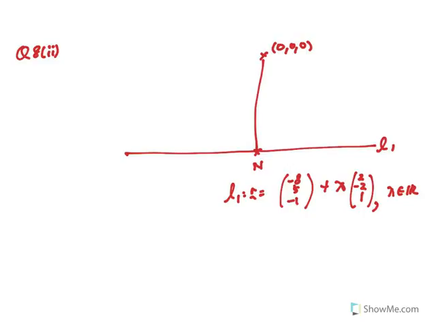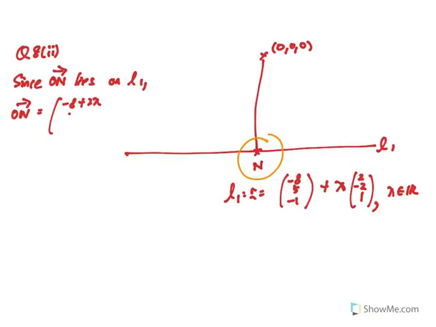I want to find N. First idea, what do I do? First step, what's the first step? I want to find N. Since ON lies on line 1, ON can be expressed as negative 8 plus 2 lambda, 5 minus 2 lambda. Oh, sorry, I keep writing wrong. Back. Okay.